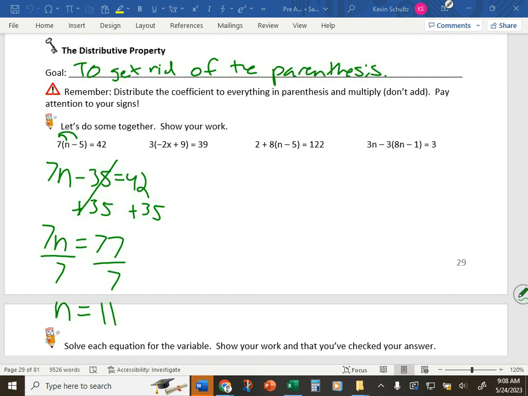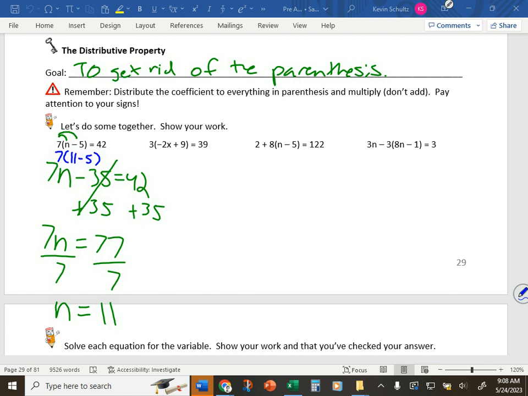And again, just like before, we can check this. If we plug in 11 into our parentheses, now that we know what n is, we can do this first. What's 11 minus 5? 6. What's 6 times 7? 42. It works. It checks out. Fantastic. Okay, so that's what we're doing here.